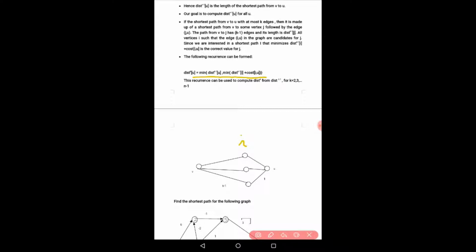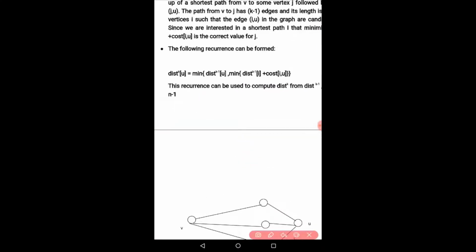Minimum of this distance. Dist K-1 of U is the current distance. Whichever is minimum we have to calculate. Current distance, comma, minimum of dist K-1 of I plus cost I to U. So using this recurrence formula we can calculate the shortest path distance from source node V to U.